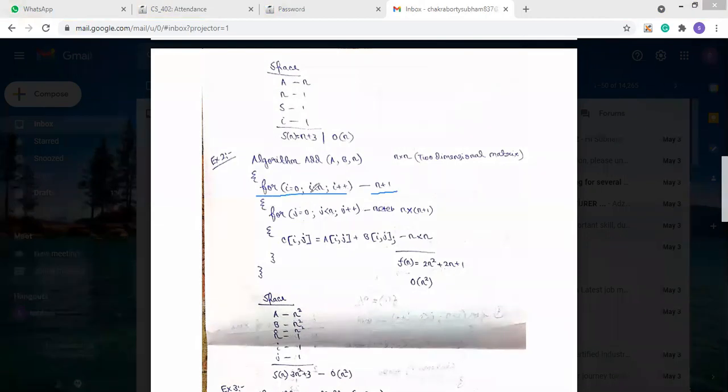Now, inside this loop, there are two statements. One is this loop and another is this statement. So at first we say that it will be executed n number of times. But after that, it is also a loop. It is an inner loop. So for the inner loop, our required time will be n plus 1.